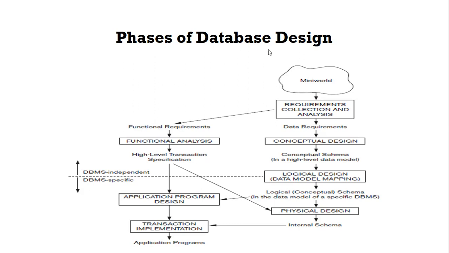When we look at the skeleton of the phases of database design, the first component is the mini world. The mini world is the real world environment, where we are going to get the data. The data sets can be collected from the mini world. The requirement collection and analysis collects the data types or data sets, that is, what all the data required. It will be collected from the mini world, and the data will be sent to the conceptual design.